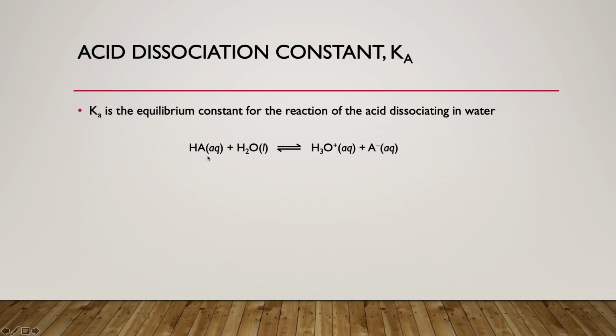You have some sort of acid, you're putting it in water, and it reacts to make H3O+ and your conjugate base. That's the generic reaction. So if we're going to calculate an equilibrium constant, Ka then is going to be our products. So H3O+ times the concentration of A minus, again, coefficients.